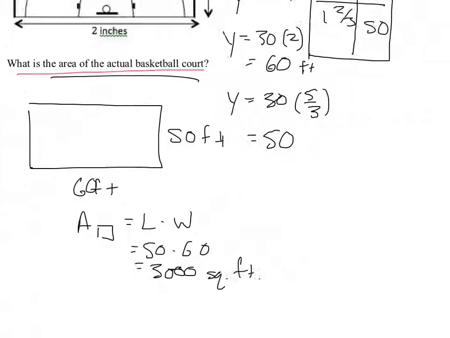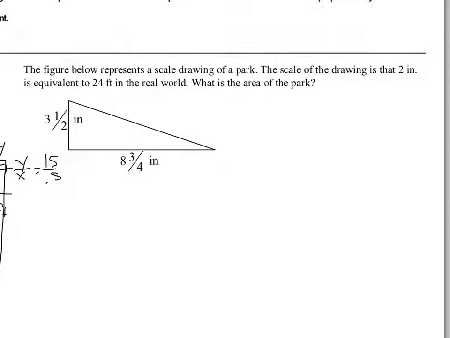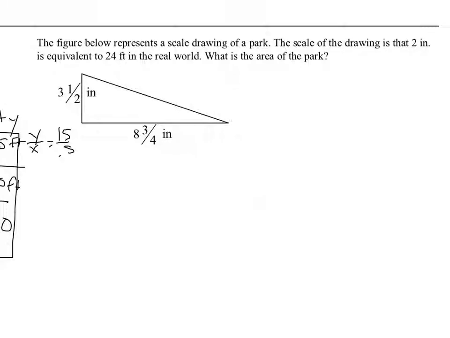Okay, moving on over to the next one. The figure below represents a scale drawing of a park. The scale drawing is 2 inches is equivalent to 24 feet in the real world. What is the area of the park? So looking at this, we are going to go ahead and once again set up our cheat chart. This is our drawing x, so our output y is going to be our actual.